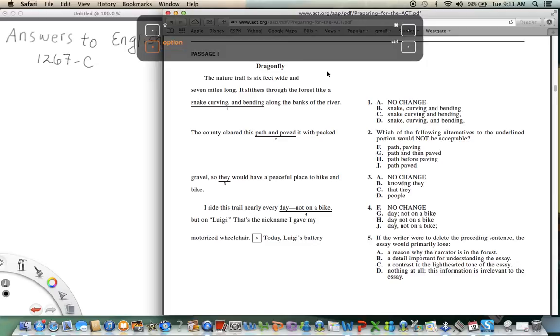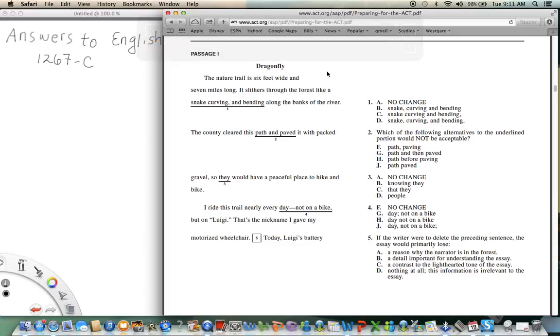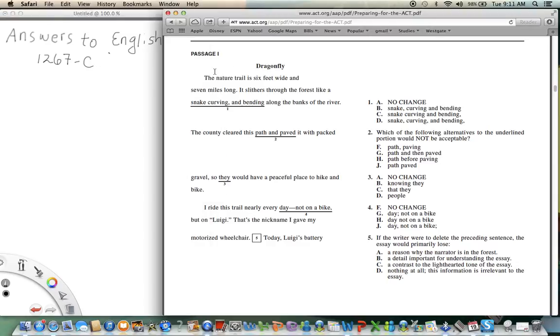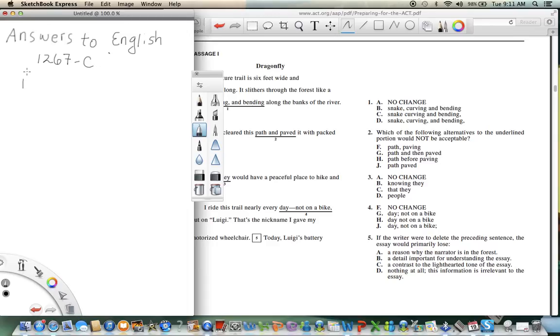Okay, welcome back. Let's look at question number 1. We'll start by reading the essay in order. The nature trail is 6 feet wide and 7 miles long. It slithers through the forest like a snake, curving and bending along the banks of the river. Number 1, if we look at number 1, the answer, choice A, will that work? Well, let's look at A.